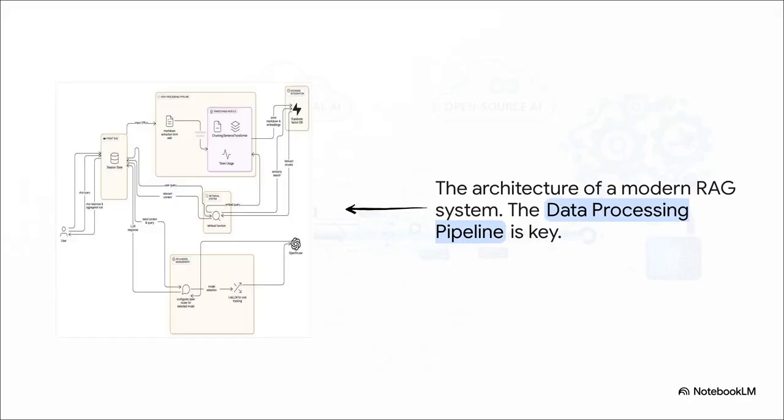So let's just take a quick peek at what a modern RAG system looks like. A user asks a question, right? But before that question ever gets to the LLM, it gets intercepted by this retrieval system. And that system is completely dependent on this one little box, the data processing pipeline. That's it, right there. That is where all the magic happens. But it's also where the costs can just totally spiral out of control.